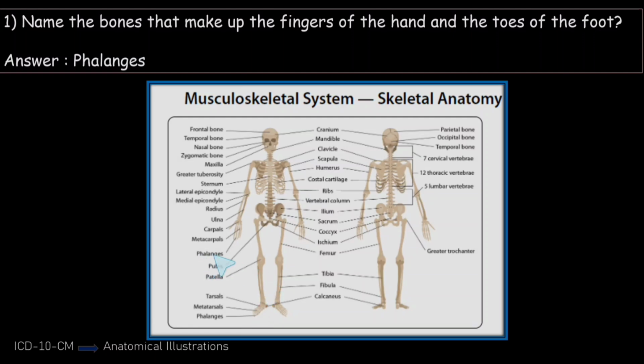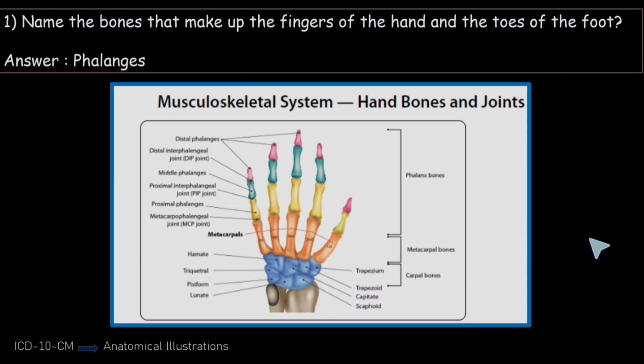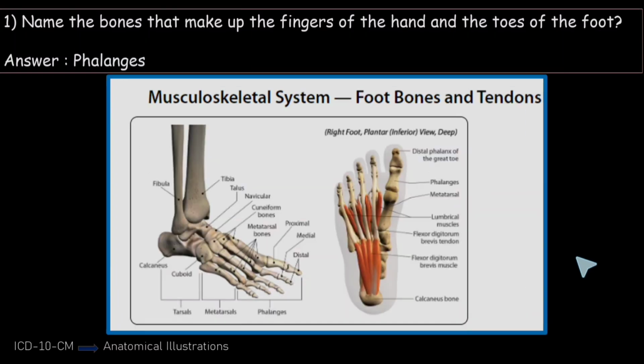They have given phalanges, that is, you can see the bones that make up the fingers are phalanges and the bones that make up the toes of the foot are also phalanges. In this diagram also you can see the bones of the fingers are phalanges, and in this diagram also you can see the toes of the foot are phalanges.